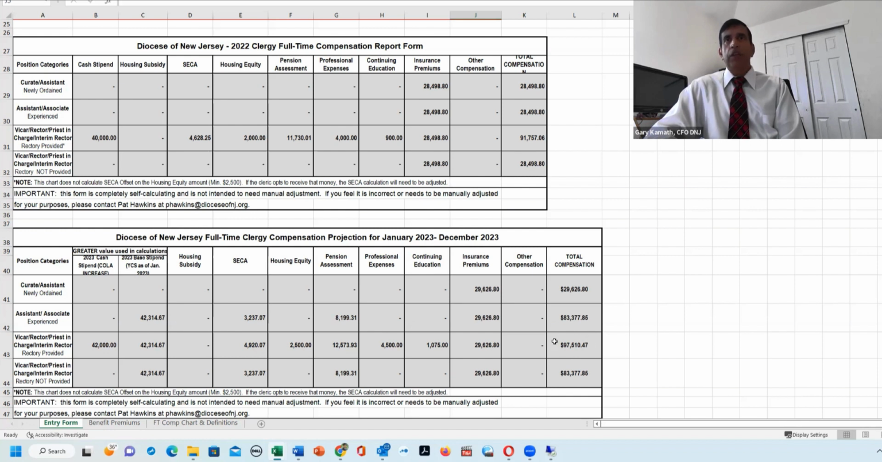Same thing, we should add the fair rental value of 18,000 we put in on the top, and the annual utilities we put in, 4,000. So if you add those numbers to this, you'll see almost 120,000 in actual compensation. Since fair rental value and utilities are not included in here, you can see 97,000 as the compensation.